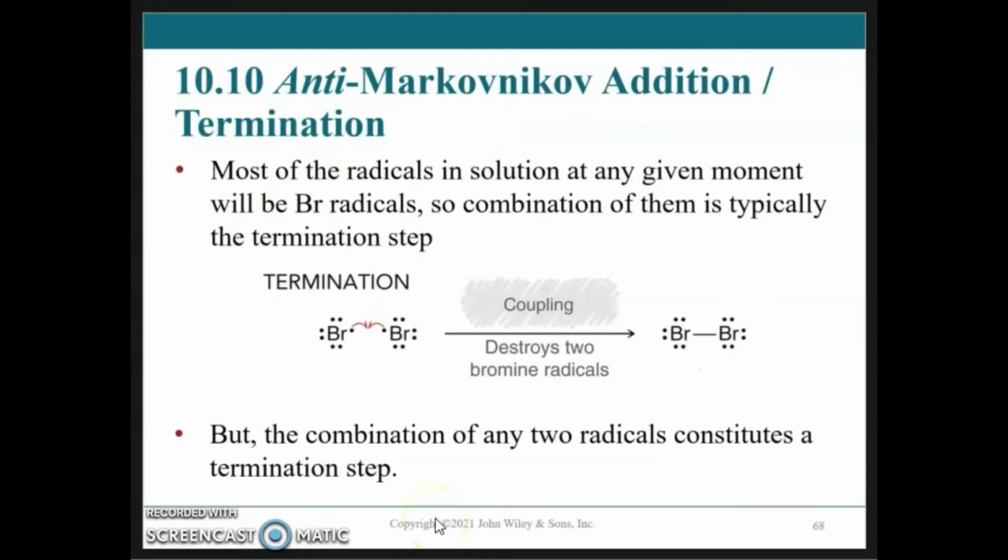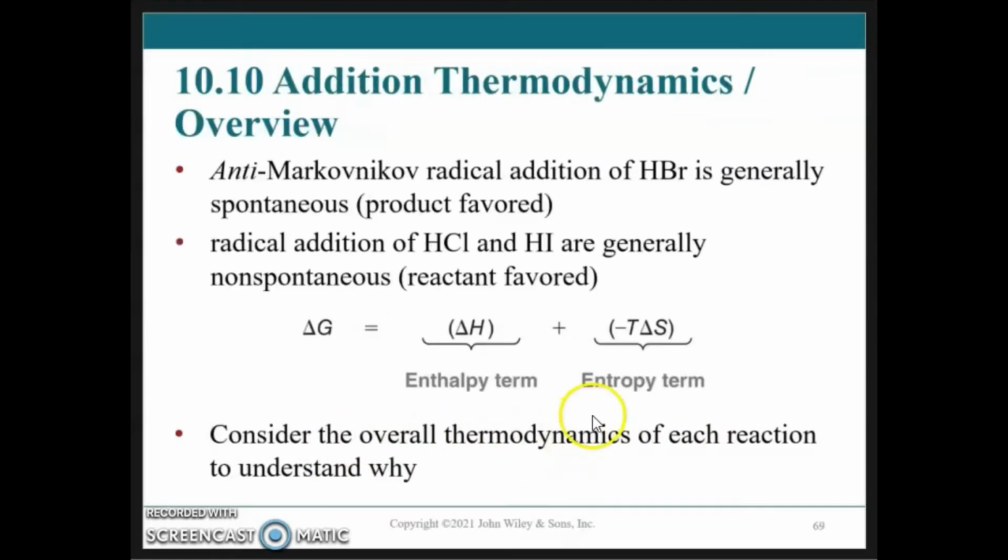And then just to round this out, most of the radicals in solution at any given time will be bromine radicals. So their combination is going to be the typical termination step for coupling of two bromine radicals to form bromine. But the combination of any two radicals would be termination.